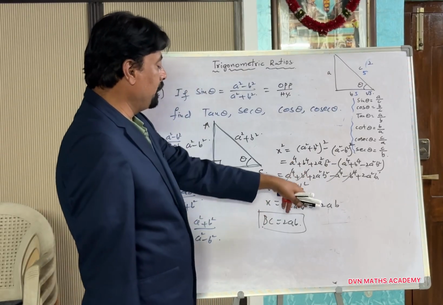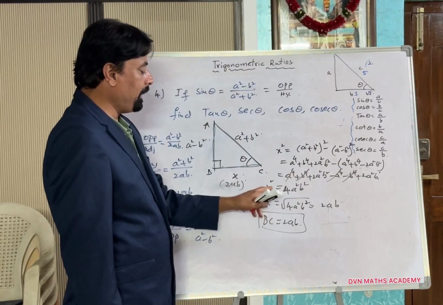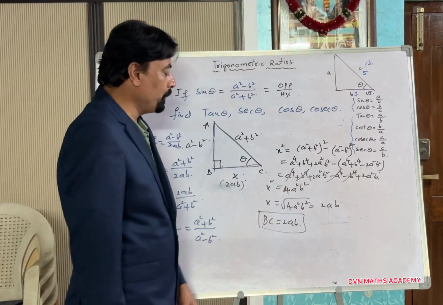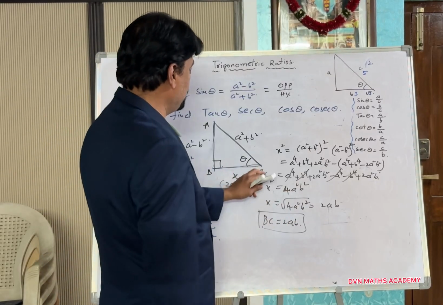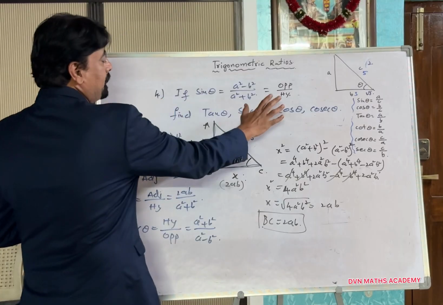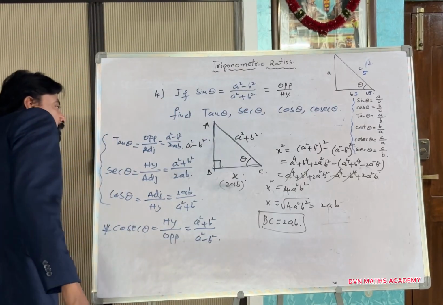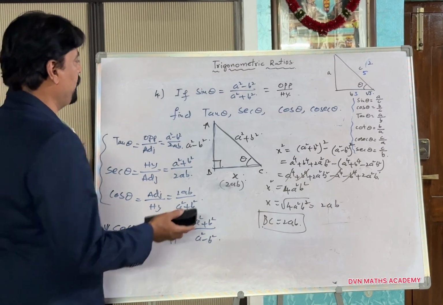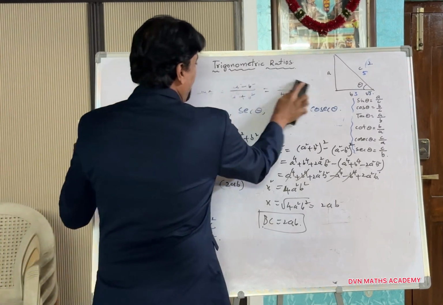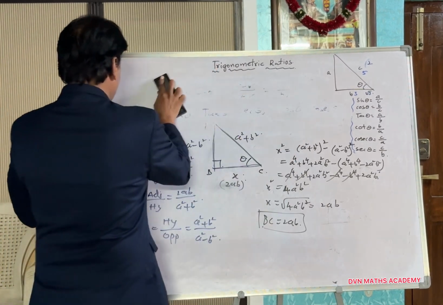So after cancelling all this, you will get 4a square b square, and the root of 4a square b square will be 2ab. By that you can find the adjacent. After finding the adjacent, it is easy to write all trigonometric ratios. So this is also one pattern question in trigonometric ratios. And I will go for another important question.